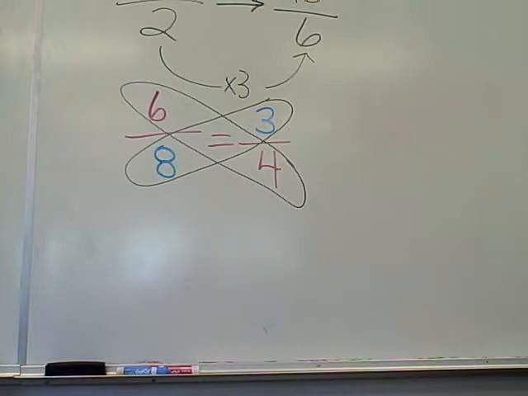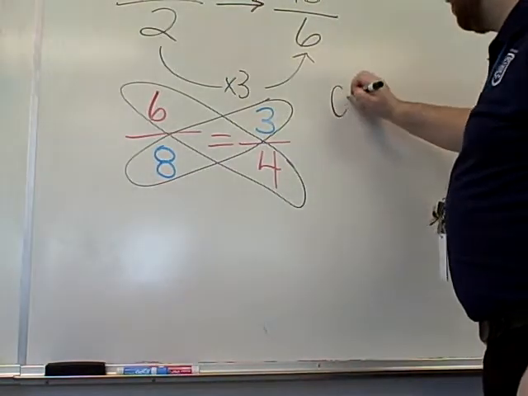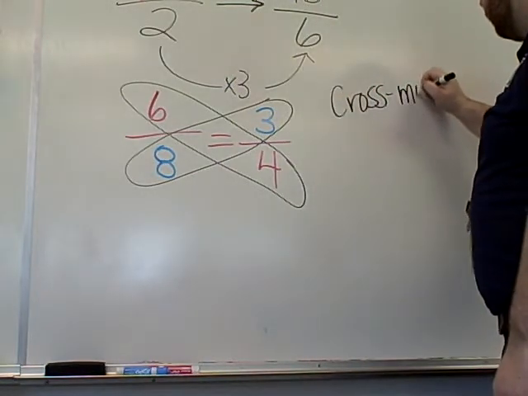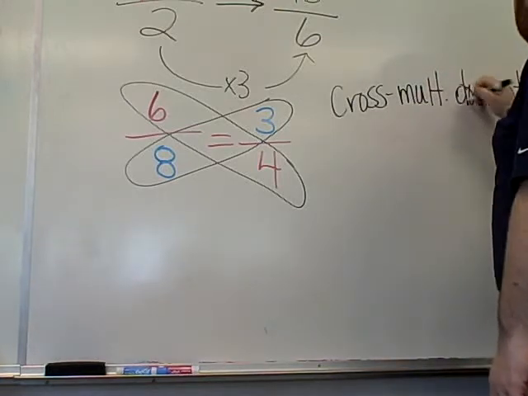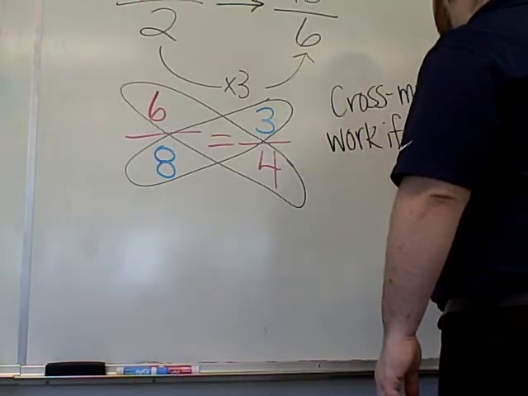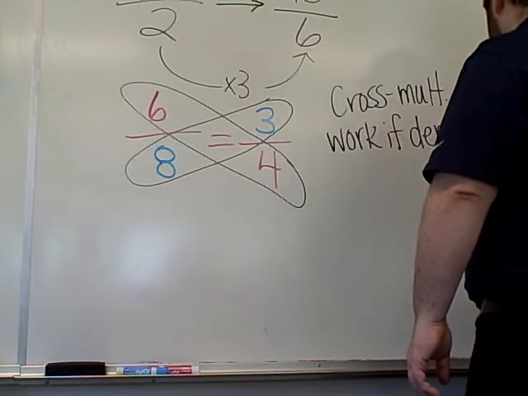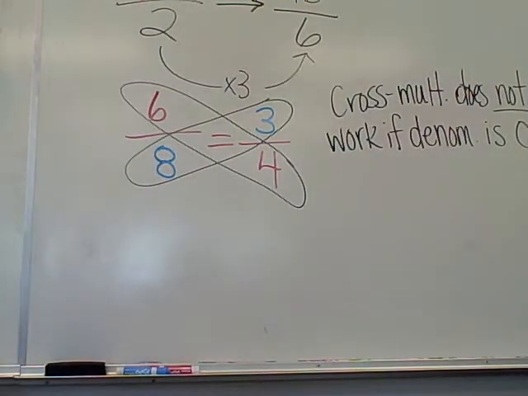unless there is one caveat. What's wrong? There is one caveat to this. And I want you to write this down. Cross multiplication does not work if the denominator is 0. Cross multiplication does not work if your denominator is 0.